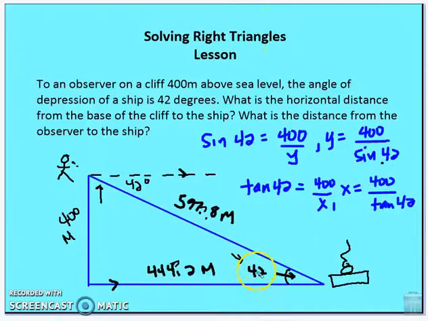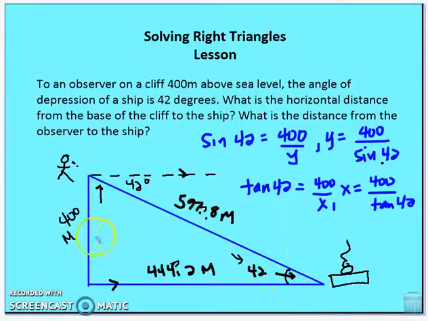All right, so we figure out that this angle measure is 42 degrees here. This is the angle of elevation from the ship to the observer, which we can use to solve the triangle. 400 meters is still the elevation. Now we're going to solve for this direct distance here. So we know that sine of 42 degrees is equal to 400 over what we'll call y here. So y is equal to 400 over sine of 42. And we end up with a value for y of approximately 597.8 meters.